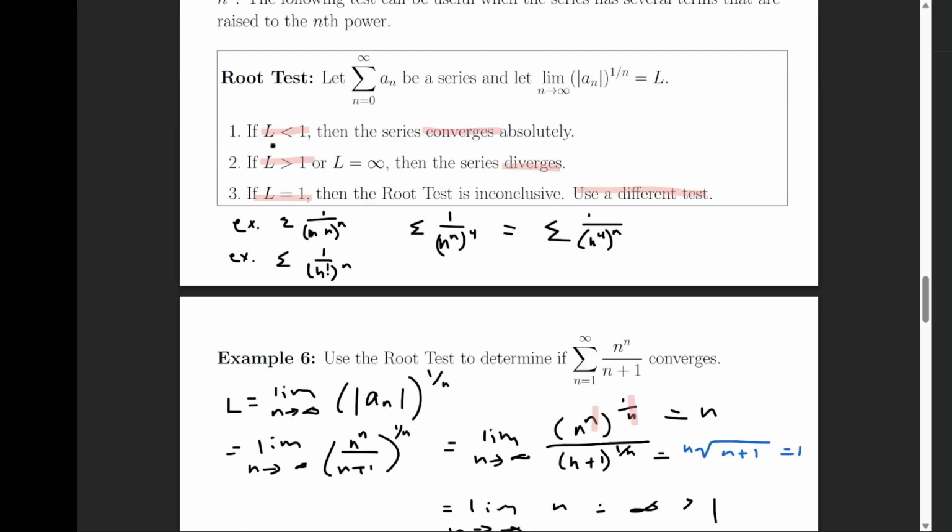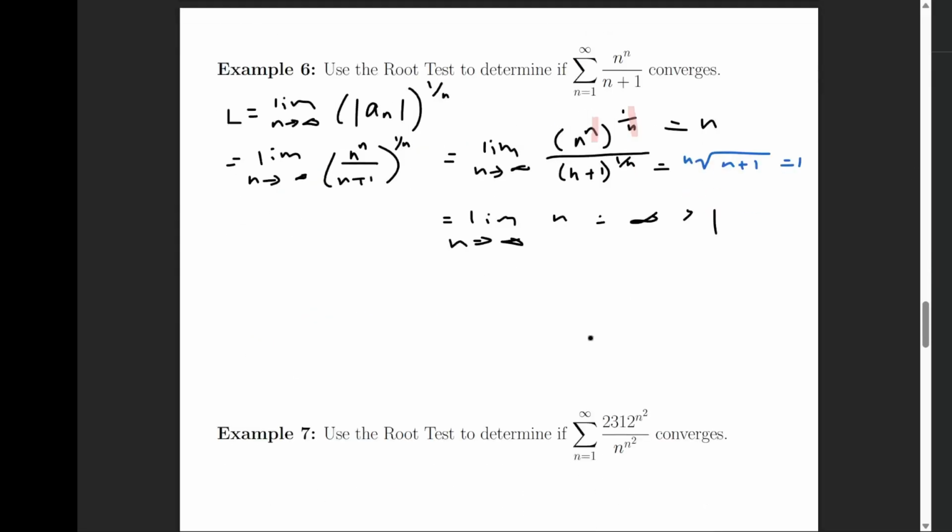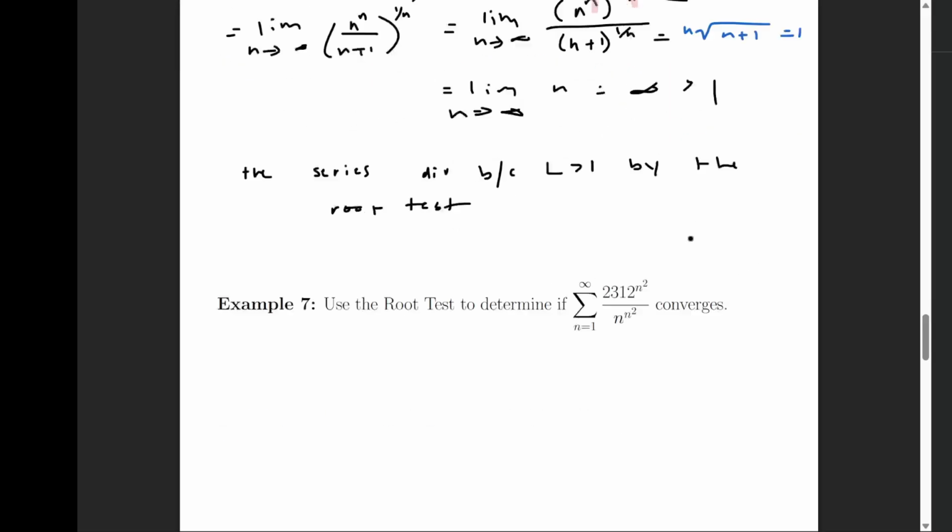So we look at the case when L is greater than 1. That means the series diverges. So we write: the series diverges because L is greater than 1 by the root test. Sorry, if I was a little bit confusing. I kind of forgot what I was looking at.